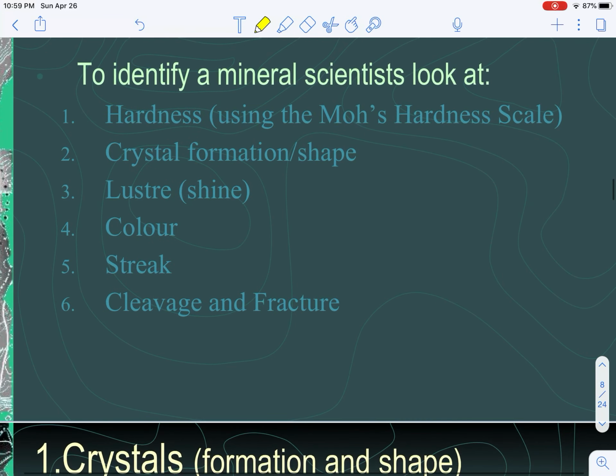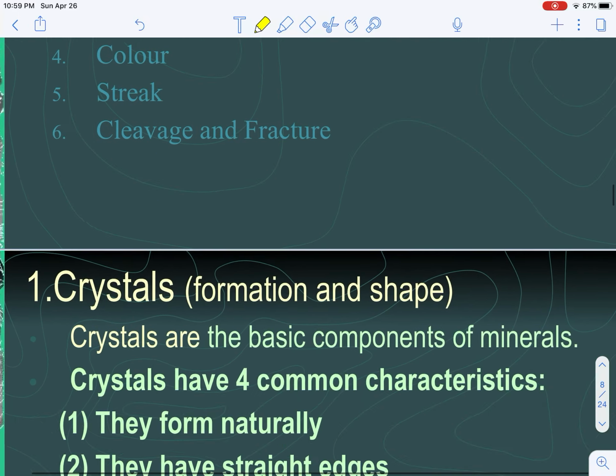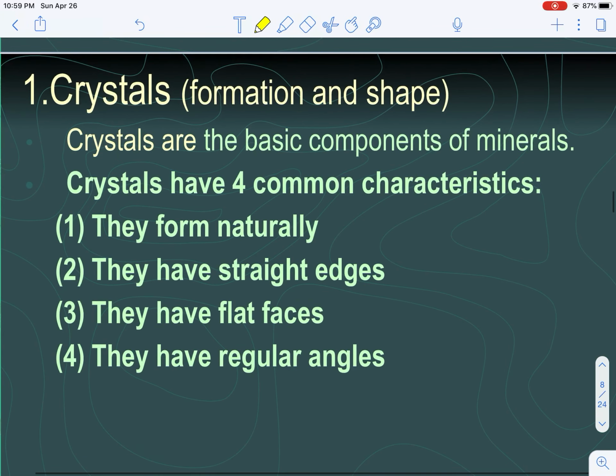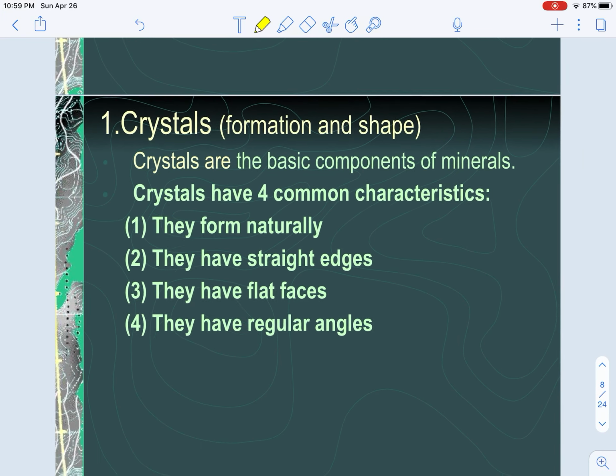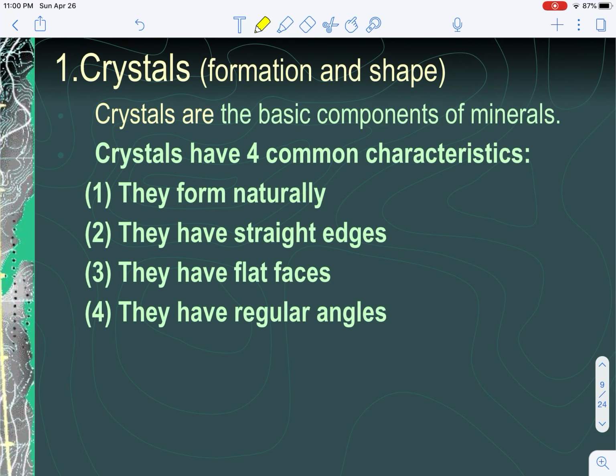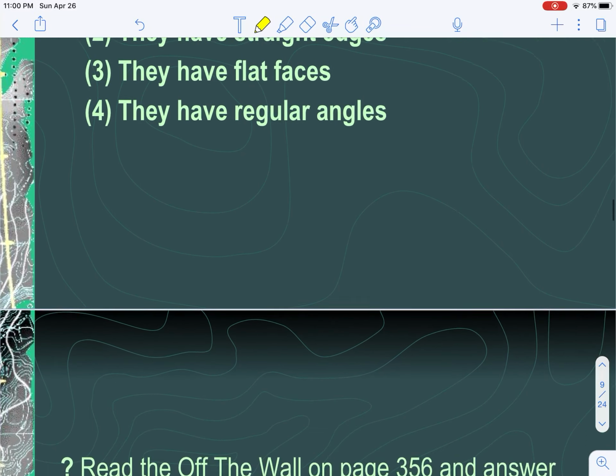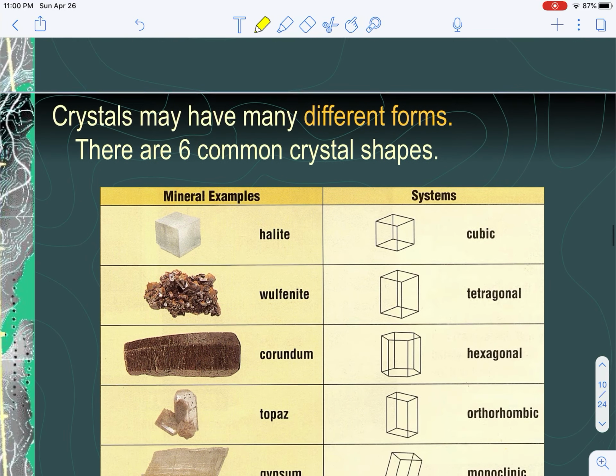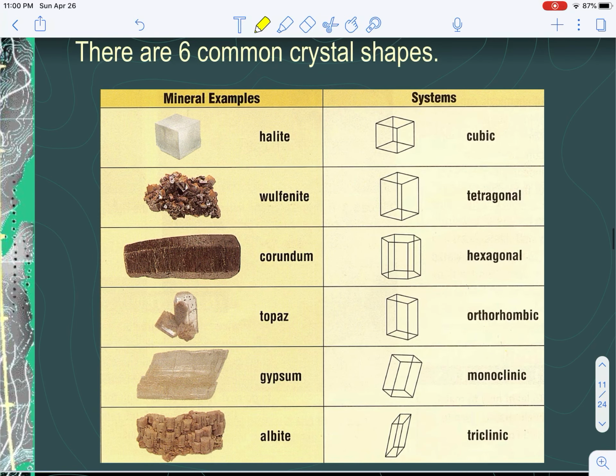So we're going to look at, in this topic, 6 tests that are done to identify minerals. The first one being the type of crystal. And crystals have certain straight edges, flat faces, and regular angles.